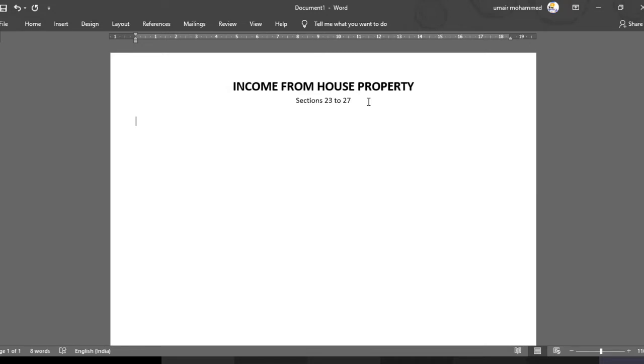But before that, let me read out a couple of transactions, and then you tell me whether it is taxable under house property or not. Let me give you a list of transactions. I have a house in which I am staying. I am the person in charge of the entire house property. There are 3 floors in this. I'm staying on the ground floor, and the other 2 floors I've given on rent.